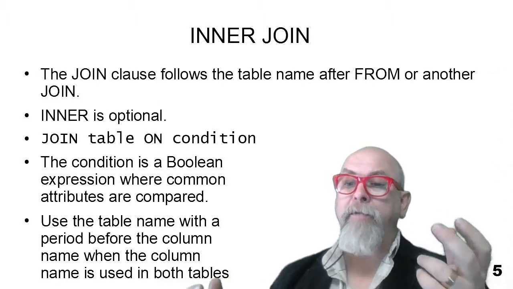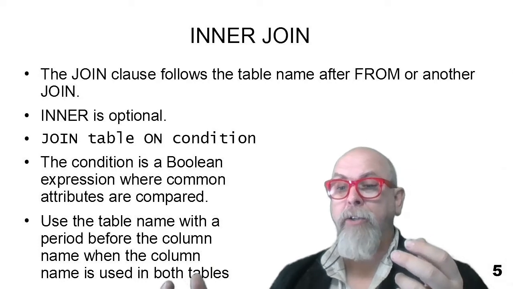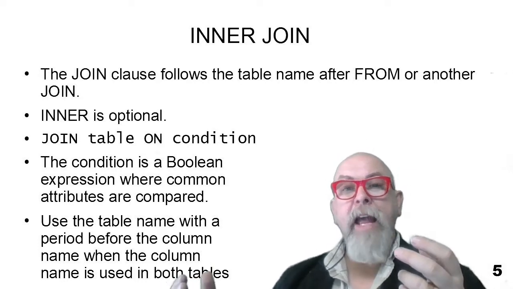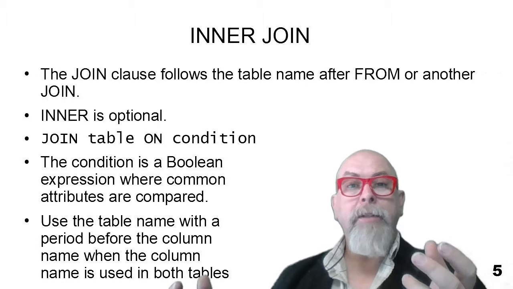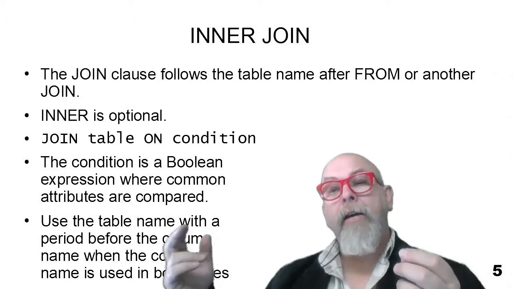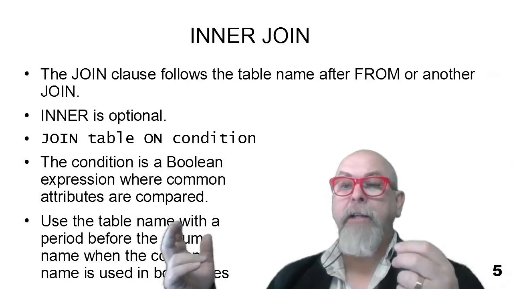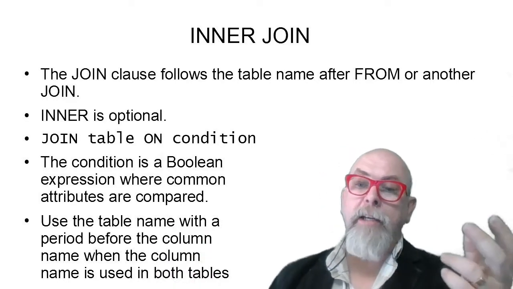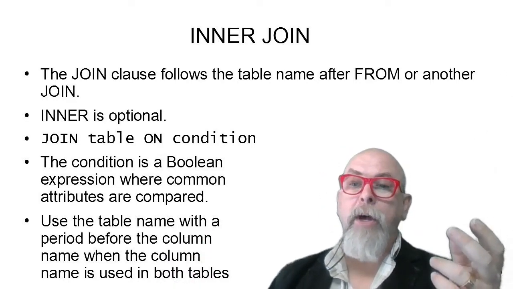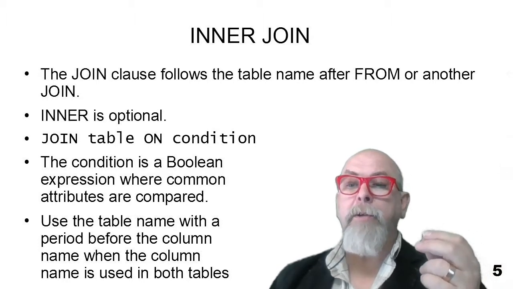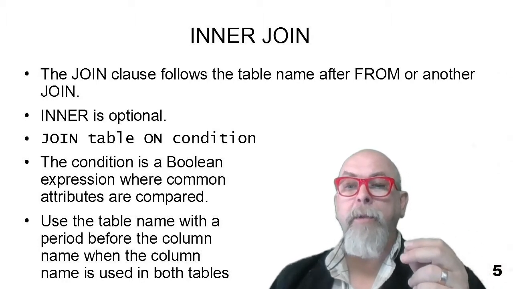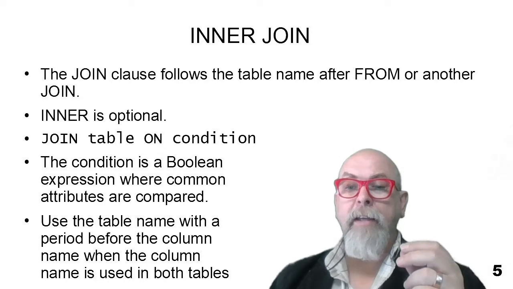Often when you're doing a foreign key primary key relationship, you'll use the same name on both of the columns, and the system needs to be told that we're comparing the customer ID from this table with the customer ID on that table. So you'll see that the column names are prefixed by the table name with a period, and we'll see that in the example coming up.